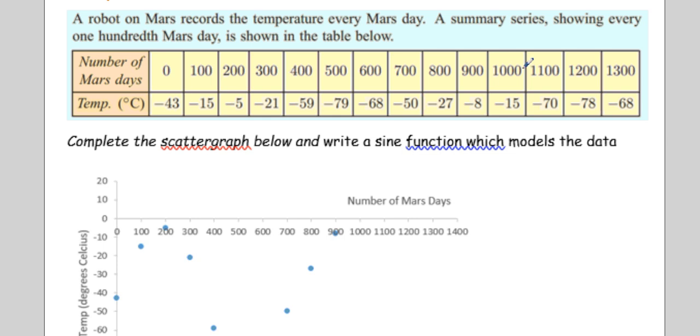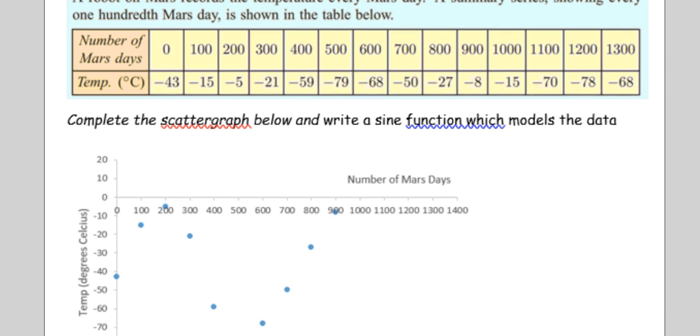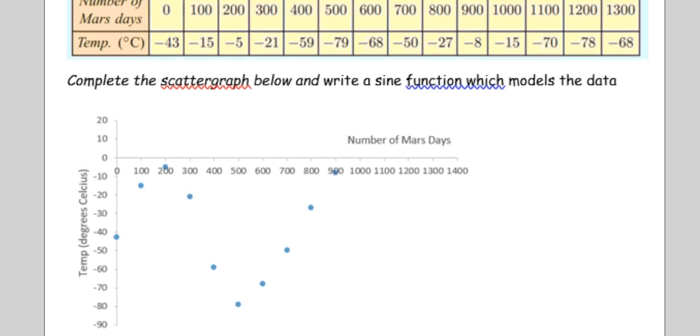So here we go. What's this thing? The number of days. So how often do they record it? Every 100 days. Good, that's our X. Temperatures in degrees Celsius. And they're all negative. So that's why the graph is kind of down there. It would be pretty painful to draw this from scratch, so that's why I just started it off for you. It says now complete the scatter graph below.